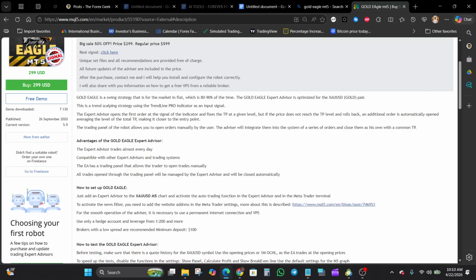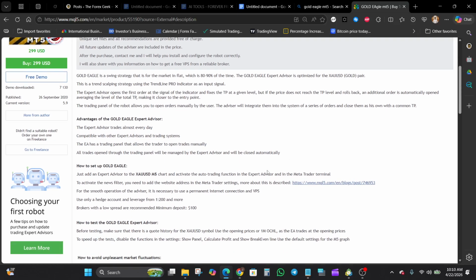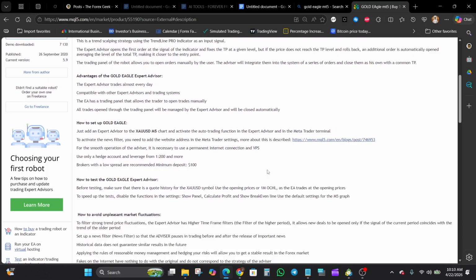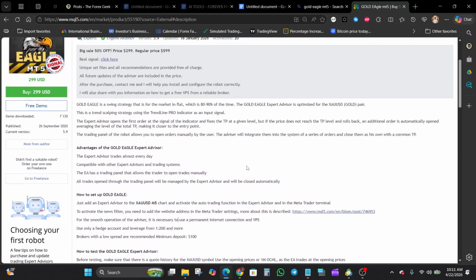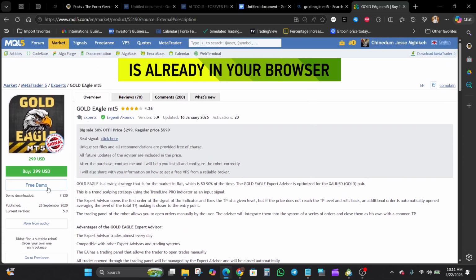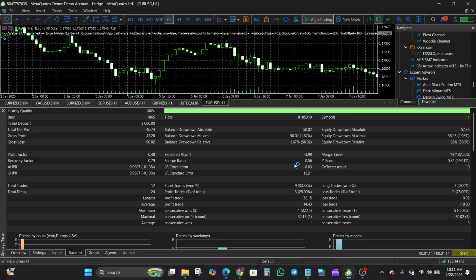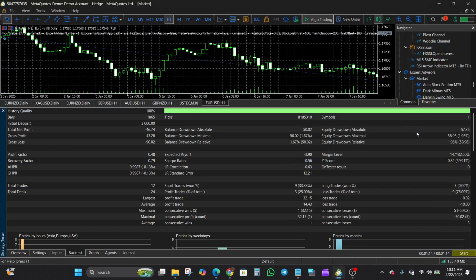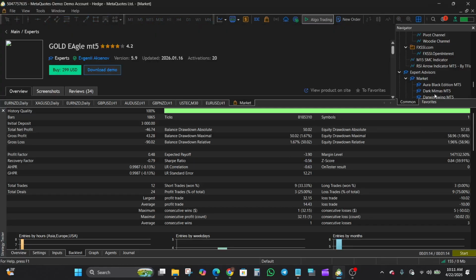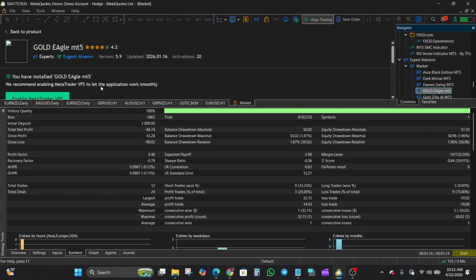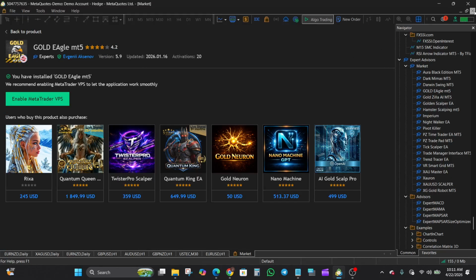Now, finally, there is also a manual trading panel, which allows you to open trades manually, and the EA will manage them as part of its system. So that's useful, but it also adds complexity because you are mixing manual decisions with automated logic. All right, so that's basically the overall structure of the EA. Now, let us move into the strategy tester and see how this actually plays out in real market conditions.